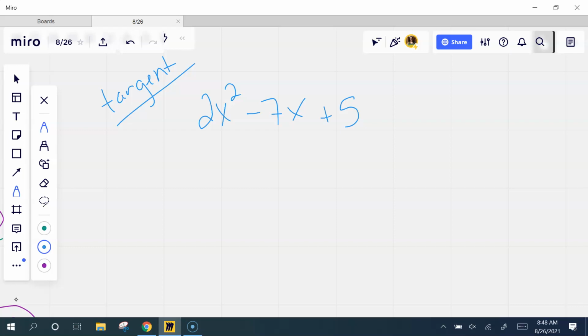When I factor this, because the leading coefficient is not 1, I have to multiply the first and the last together, and I get 10x squared. Two things that multiply to 10x squared but add to negative 7x: negative 5 and negative 2. So now, 2x squared minus 5x minus 2x plus 5.